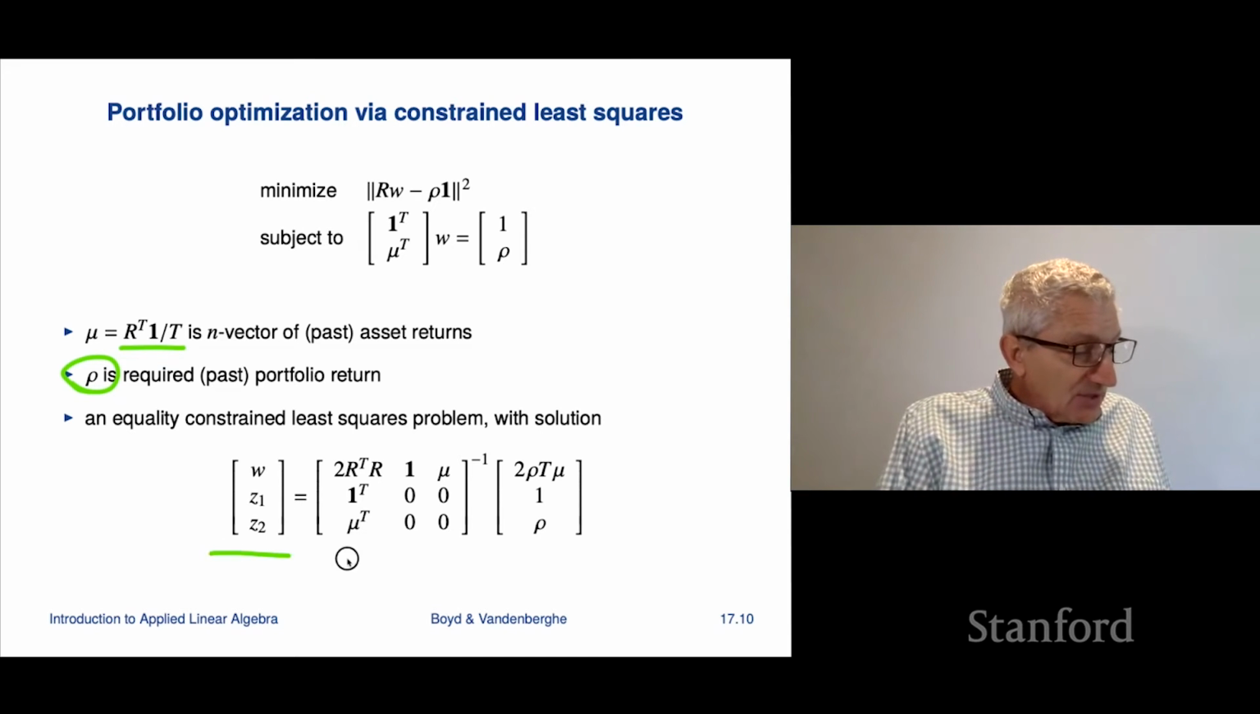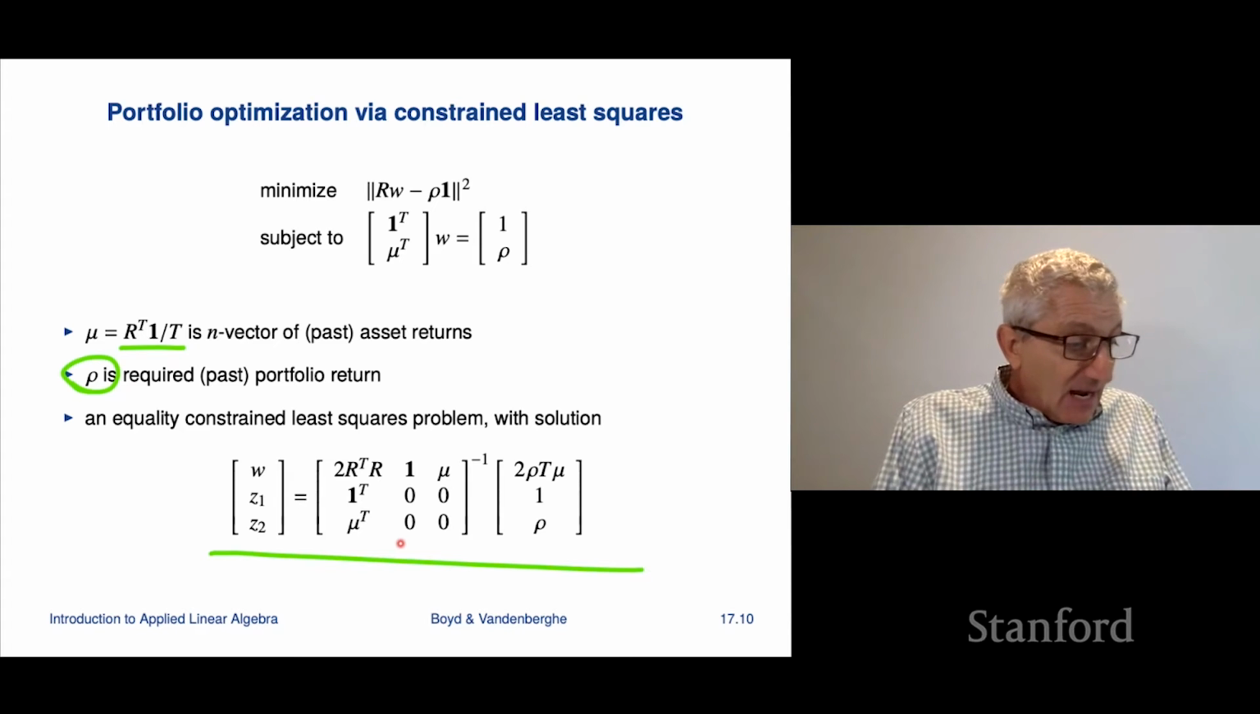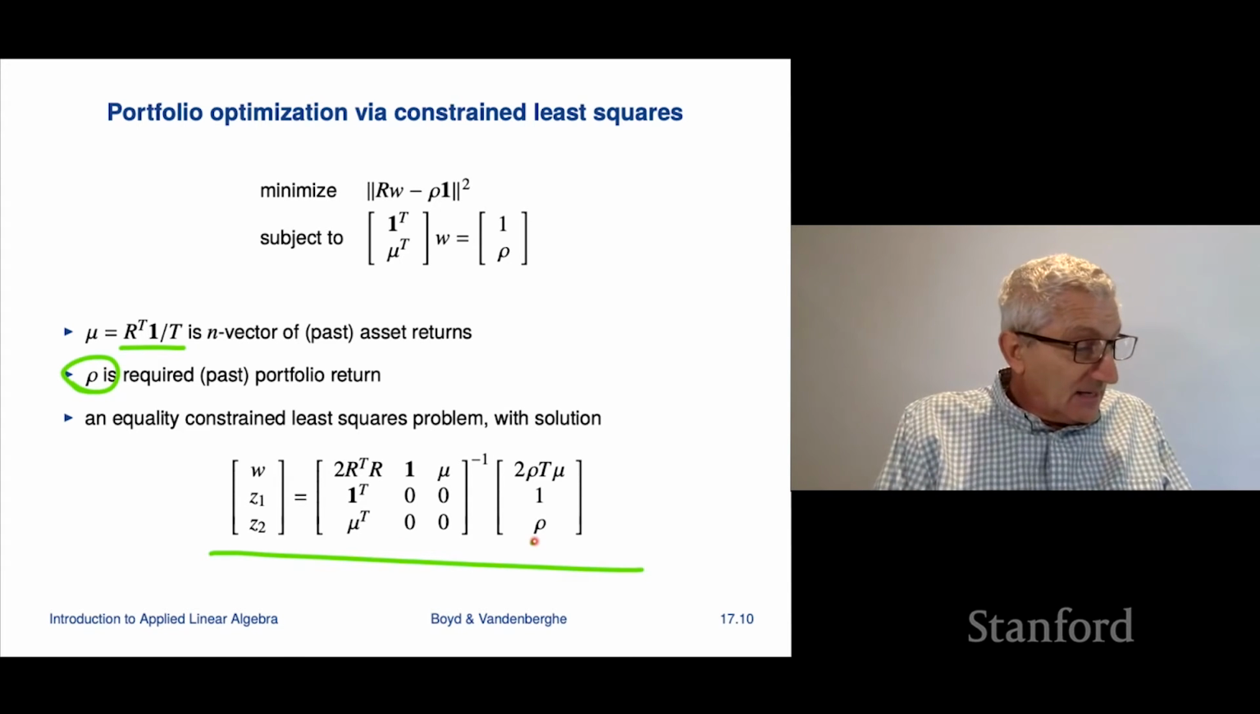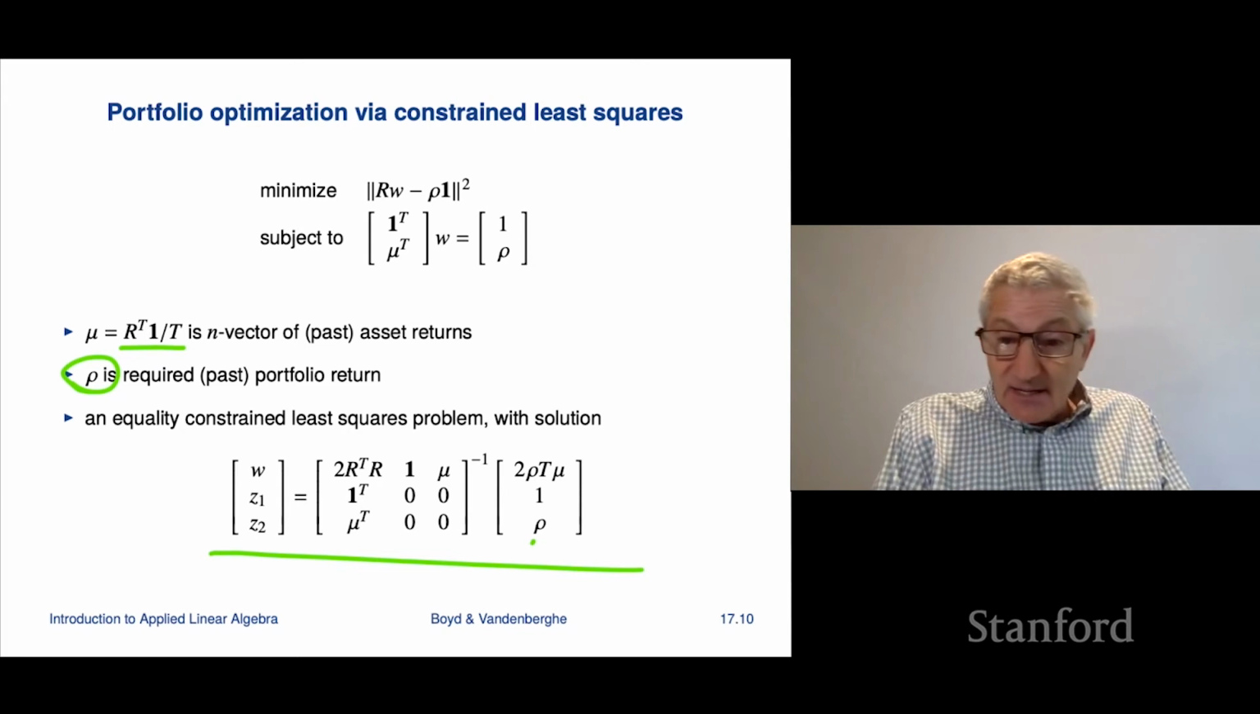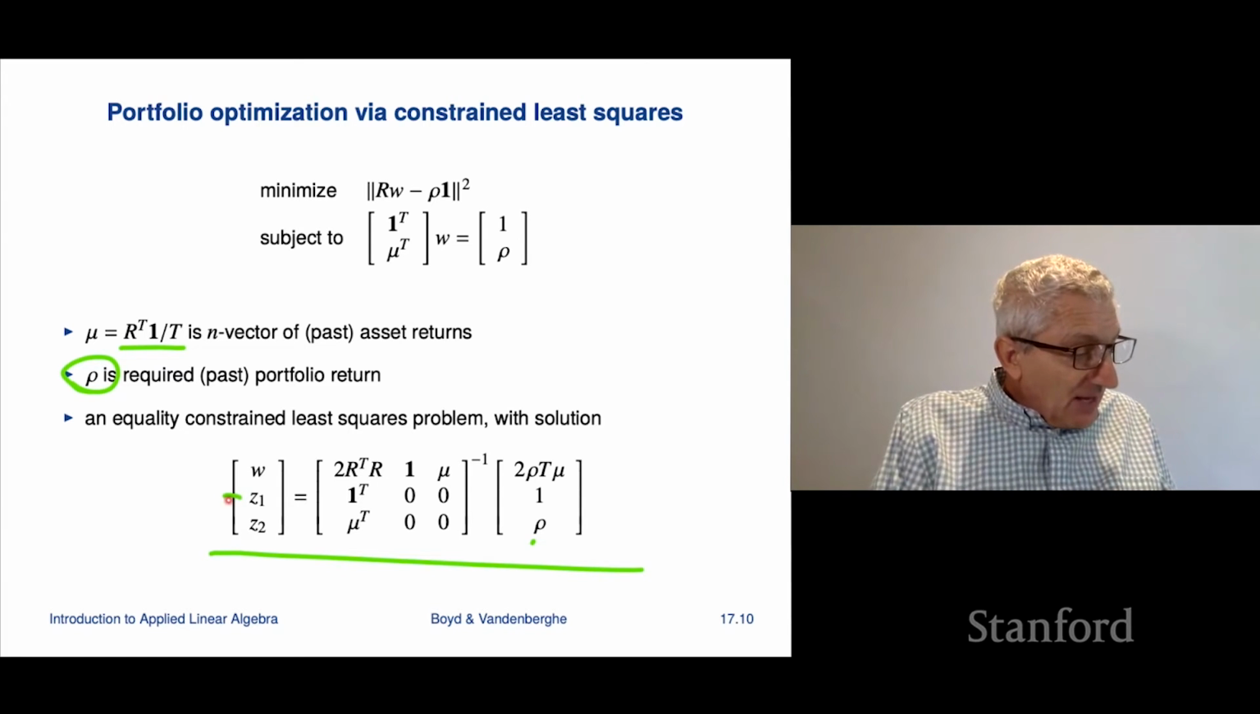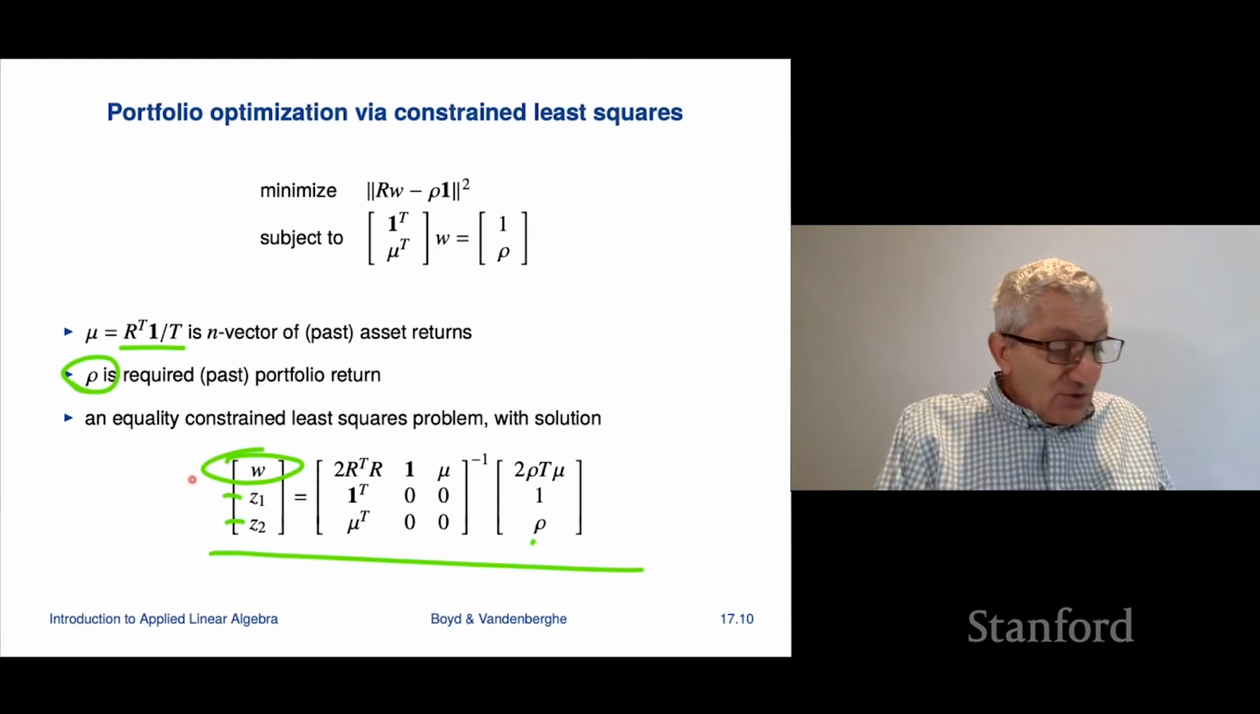And here's the solution. That's the KKT matrix, and this is the right-hand side here. So it's w, and you get these two Lagrange multipliers. We actually don't care about them, but we are interested in w, right? This is an n+2 vector here.